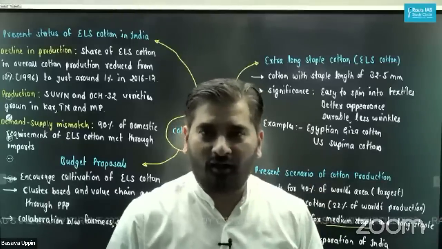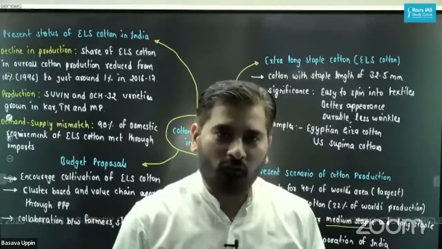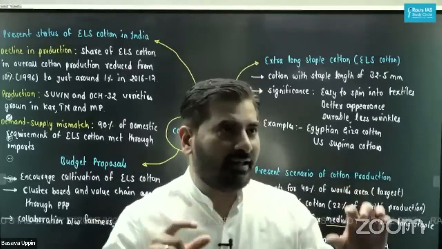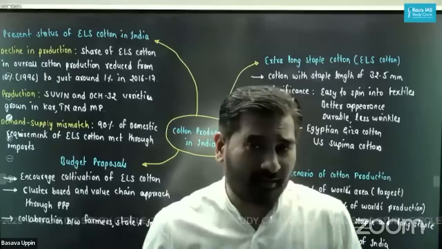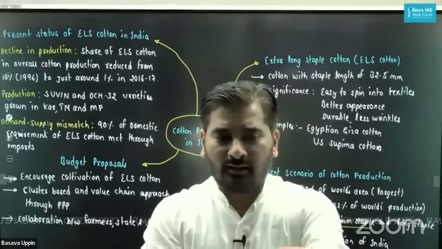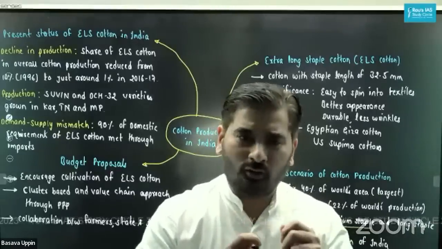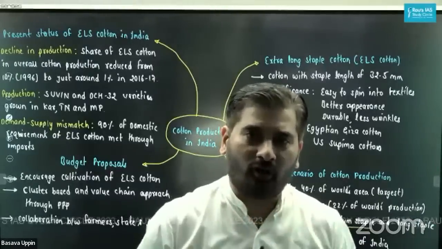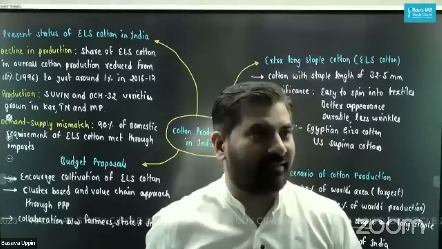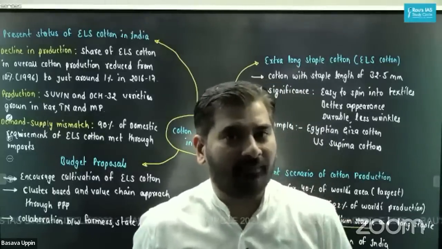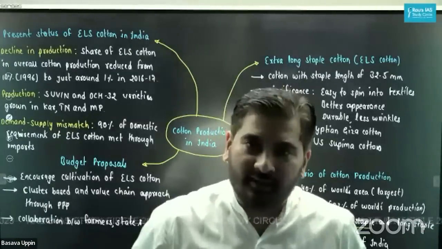When you look at extra long staple cotton, it's a cotton whose length is more than 32.5 mm. We call it extra long staple cotton. Now, why is it so significant? When you look at short staple cotton, the cotton of short thread, it is very difficult to work upon. It's very difficult to weave short staple cotton into textiles. Even if you weave them into textile, the textile quality that you get is quite inferior.